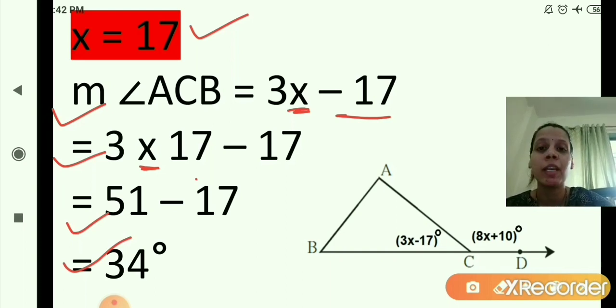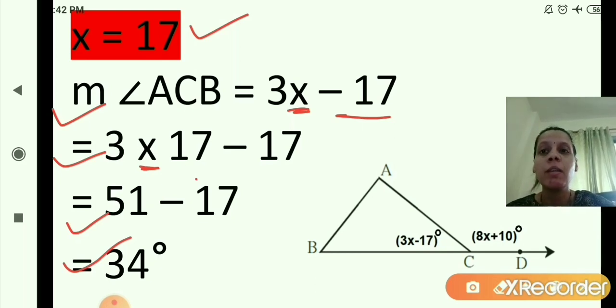So what is the measure of angle ACB now? Measure of angle ACB is equal to 34 degree. Yes, because it is given 3x minus 17 and x is equal to 17, that we will put here. So 3 multiplied by 17 minus 17. So 3 into 17, 17 3s are 51. 51 minus 17, that is 34 degree. Now this ACB is over. Measure of angle ACB we are done. Now we'll start with measure of angle ACD. Correct. And there we will put the value of x.